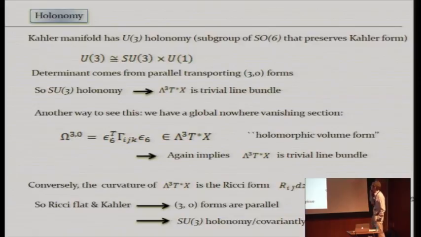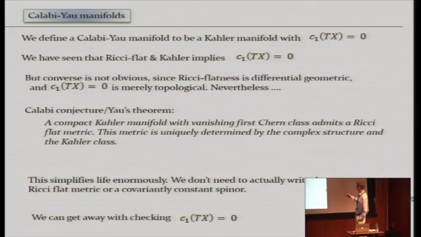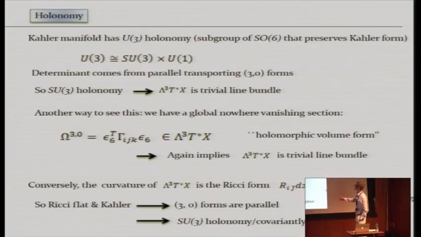Okay, so now let's think about this a little bit more. Let's try to connect it with some of the other things that we said before about Kähler manifolds and Ricci tensors and so on. Now a Kähler manifold actually turns out to have U3 holonomy. So a Kähler manifold also has special holonomy. It's not a generic SO6 holonomy. This extra structure, this Kähler form J, is covariantly constant. And if you parallel transport the Kähler form around the loop, it also has to come back to itself. So the subgroup of SO6 that preserves the Kähler form is U3.